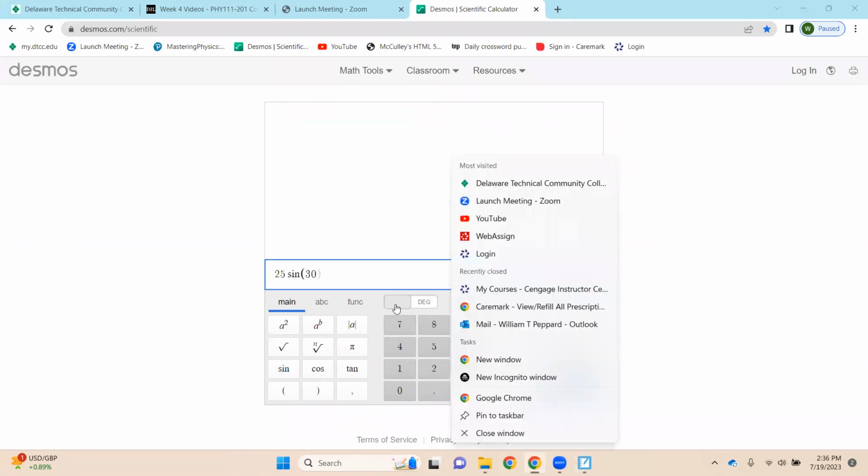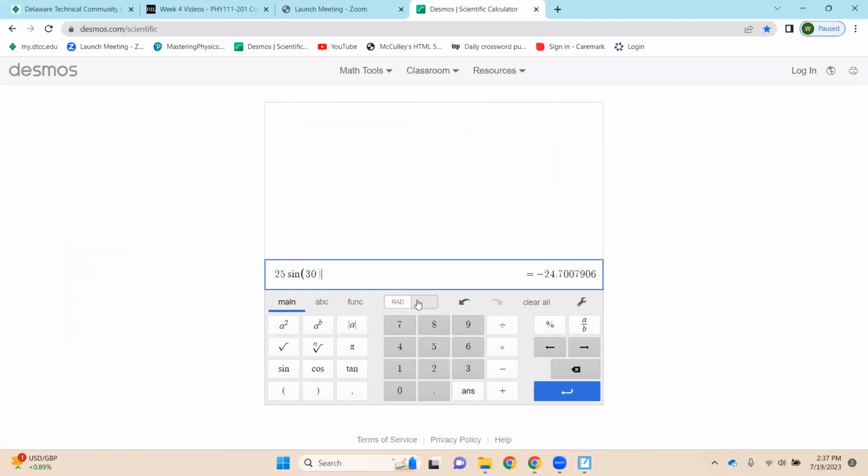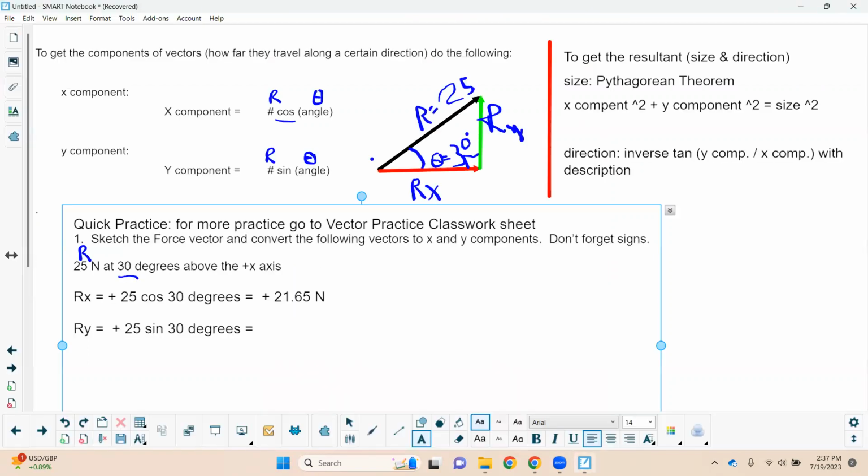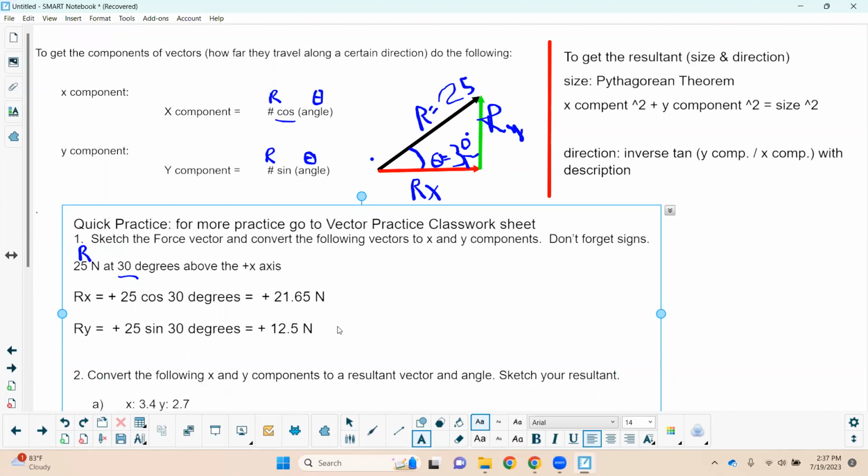Again, if I switch this to radian mode, you get a totally different answer. That's weird. So 12.5 is the right answer. So 12.5 newtons, and it's still positive. So those are the two pieces. Another way you can check to make sure you're in the right mode: if you do the Pythagorean theorem with that, 12.5 squared plus 21.65 squared, square rooted, you should get 25. If you don't get that, you've gotten some wrong values, and that's not good.